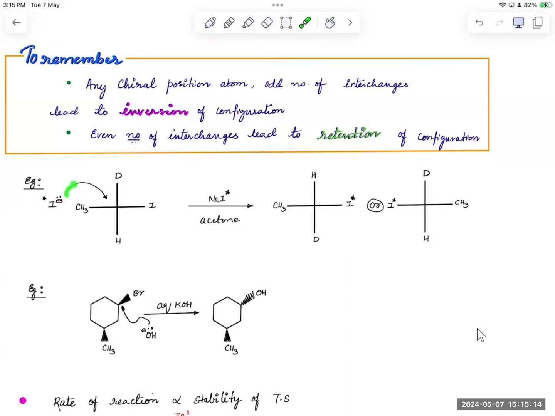So you can see this I minus is attacking from here. This is an isotopic iodine and another I is left from here. So you will get this one, correct? And when you treat this with I minus here, you will first get this one. This is the one which you will get. But this I minus, which has left here, again will attack and bring this back.